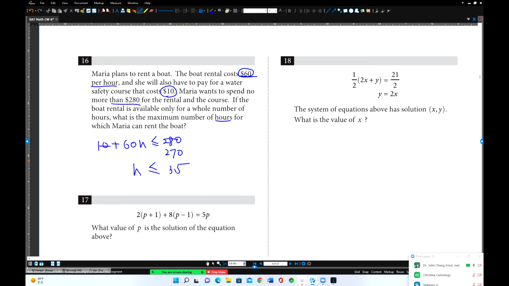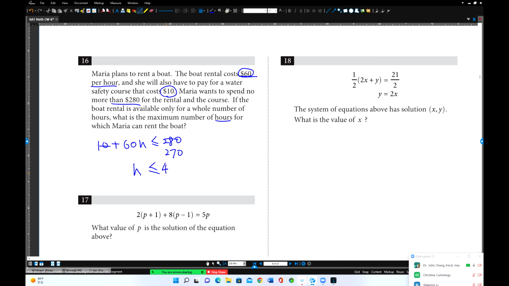What is the maximum number of hours for which Maria can rent? Let me see, is this correct? Let me check. The boat is $60 per hour, plus $10. Maria wants to spend. The boat is available for only a whole number of hours. What is the maximum number of hours for which Maria can rent a boat? No, it's not 3.5. I did it wrong. 270 divided by 60 is how much? 4.5, right? Yeah, 4.5.